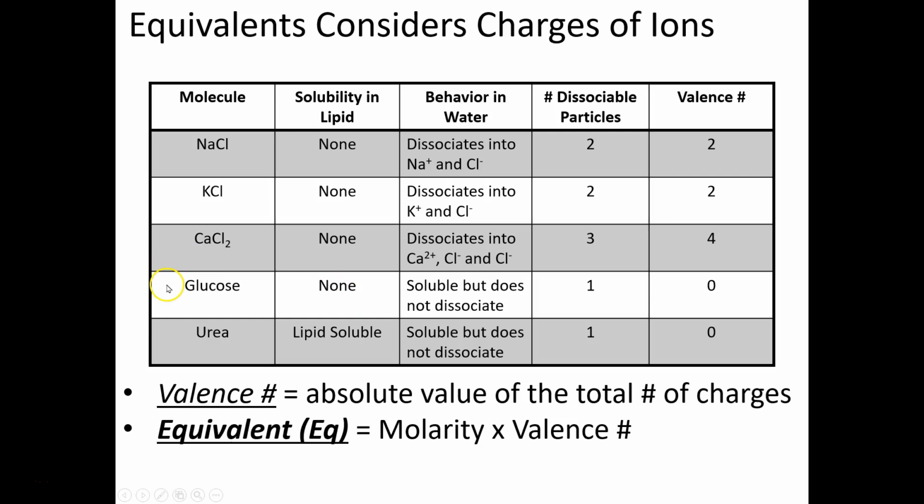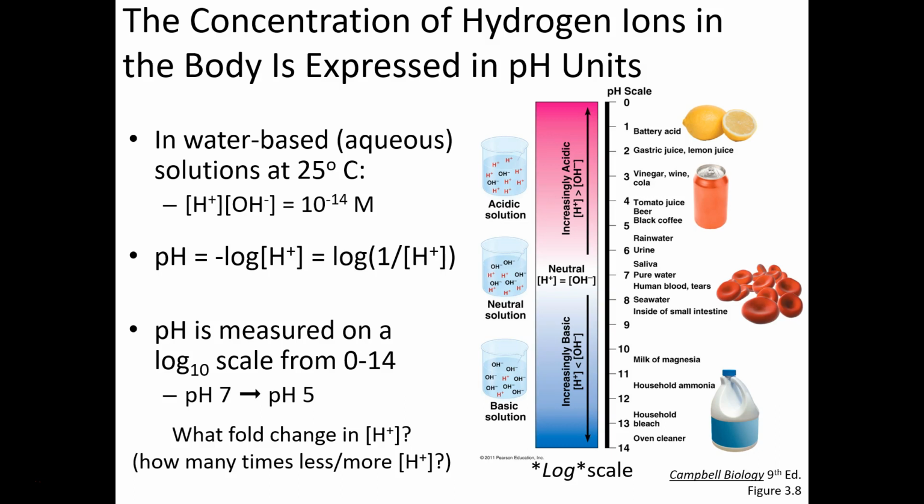For glucose, remember it doesn't break up, it doesn't ionize, it's a neutral molecule, so it stays neutral. So it's got no charge, so its valence is 0, and urea is 0. So note that the valence number is always going to be some sort of even number or 0 for our purposes in the class, because these are the only 5 substances you're responsible for in most of the things we do in class, and especially on exams.